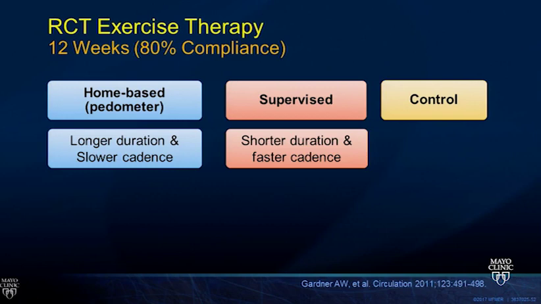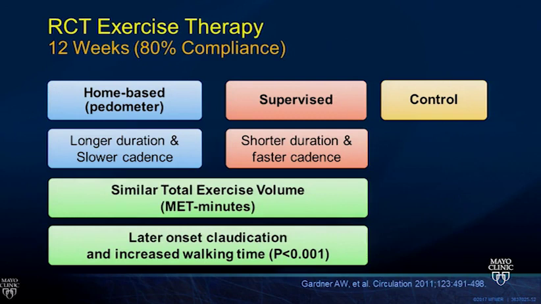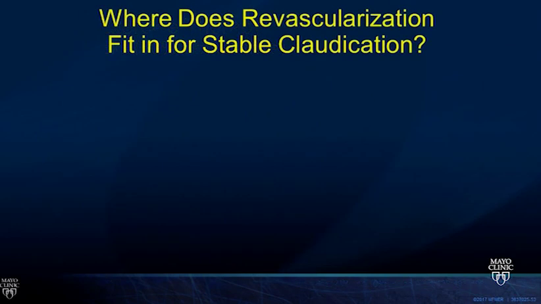Before we had supervised exercise therapy covered, or if patients just can't commit to doing that, home-based therapy is also quite effective. This was a study that looked at, in blue, home-based therapy using a pedometer, supervised exercise in the pink, or control. And they found that with home-based therapy, patients walked longer at a slower cadence compared to supervised exercise on a treadmill, where they were walking faster for a shorter period of time, but there was a similar total exercise volume in terms of METs per minute. And both groups, home-based and supervised exercise, had a later onset of claudication and increased walking time. So they both are effective in really improving our patients' quality of life.